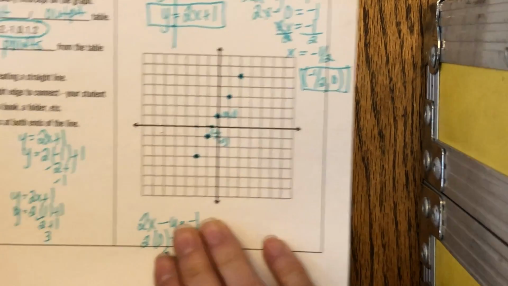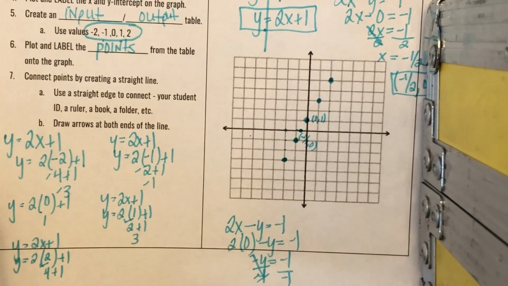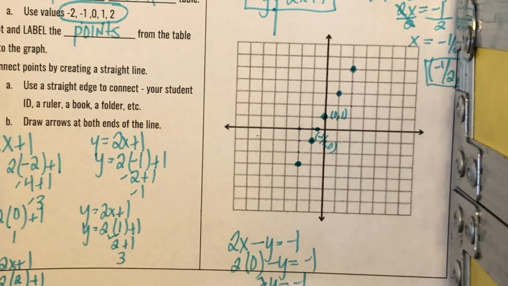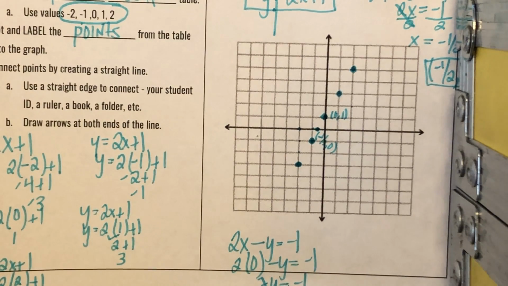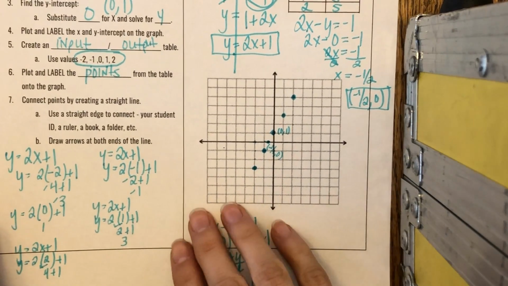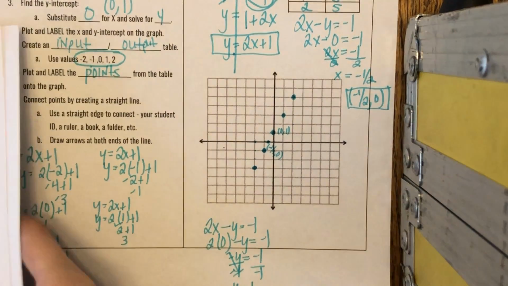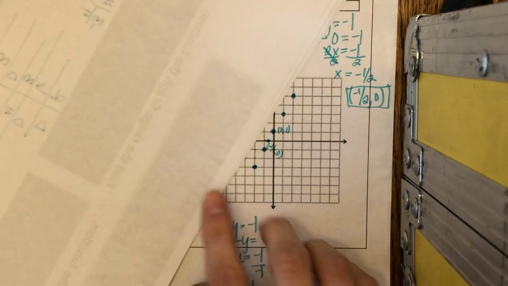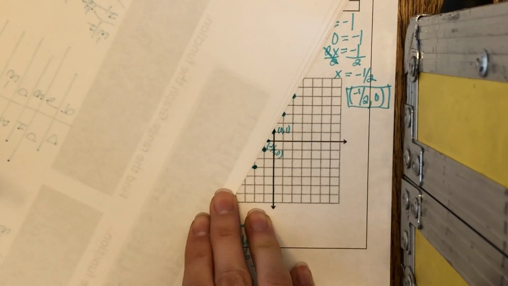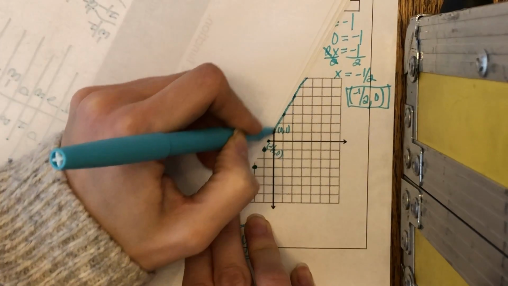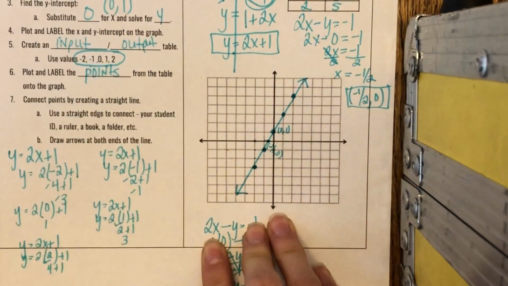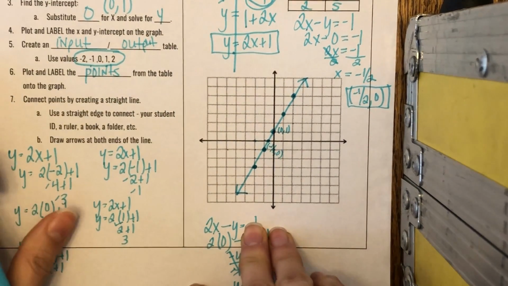Okay. Then if I look at my steps, it says when I'm making my points, I want to connect the points by creating a straight line. Use a straight edge to connect. You can use your student ID, a ruler, a book, a folder, and then draw arrows at both of the ends. So since I don't have a student ID with me, I'm just going to use a piece of paper on all of my points. And I'm going to draw a straight line like so. Connect with arrows on each end. Voila, we're finished.